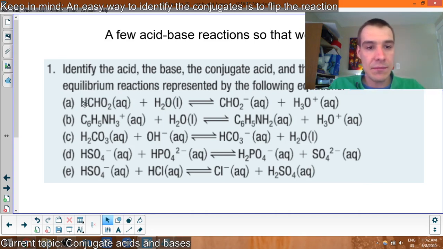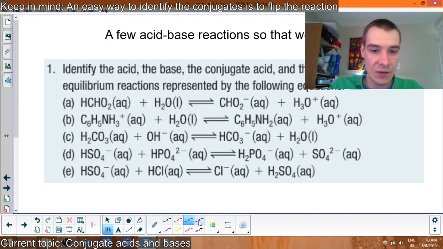So here's whatever HCHO2 is, plus H2O, and it turns into CHO2 minus and H3O plus. So let's think about what happens to the hydrogen. Well, this becomes H3O plus from H2O. So that means that one of these hydrogens must have transferred over to the water. There's the H plus moving. All right, the H plus is moving, which marks this as an acid, right, and this as the base. Water here is being the base because it's absorbing the H plus. This is giving up the H plus.